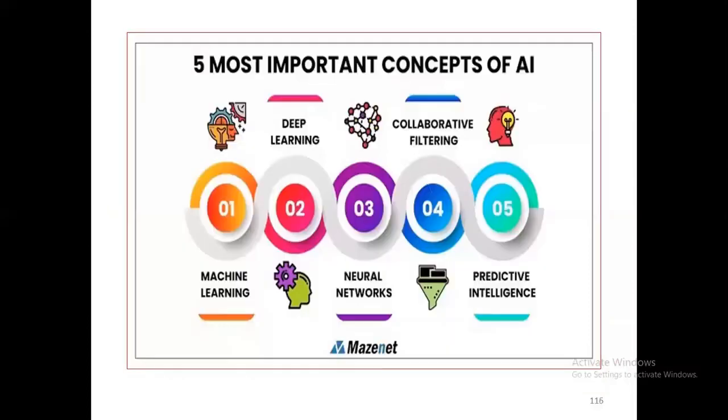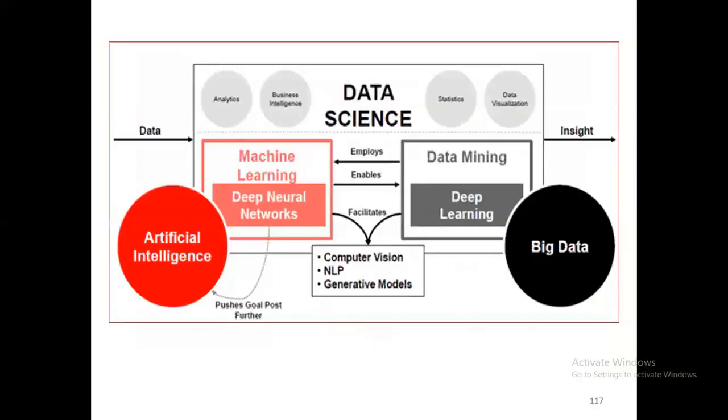The 5 most important concepts of AI: machine learning. Learning from observational data is called machine learning. Learning from actionable data in a deep manner, we are using deep learning. We are using neural networks like artificial neural networks, convolutional neural networks, deep convolutional neural networks, recurrent neural networks, collaborative filtering. Especially we are using it in commercial websites like Amazon, Flipkart, etc. There we are using recommender engines. Then finally, predictive intelligence. Artificial intelligence plays a vital role in data science. We are applying the top 10 data science algorithms in data science.